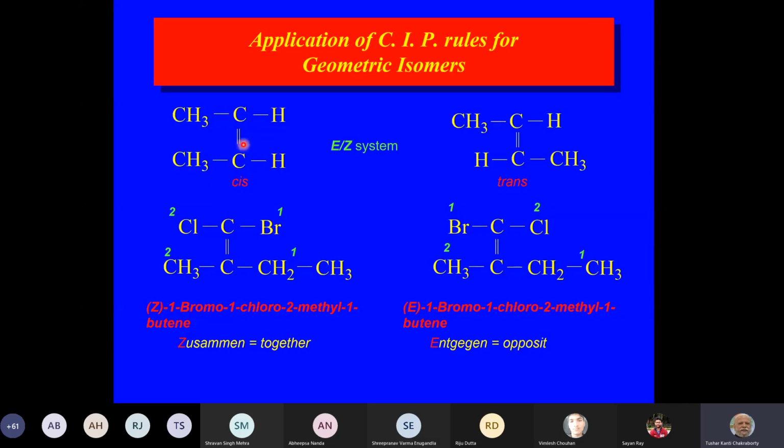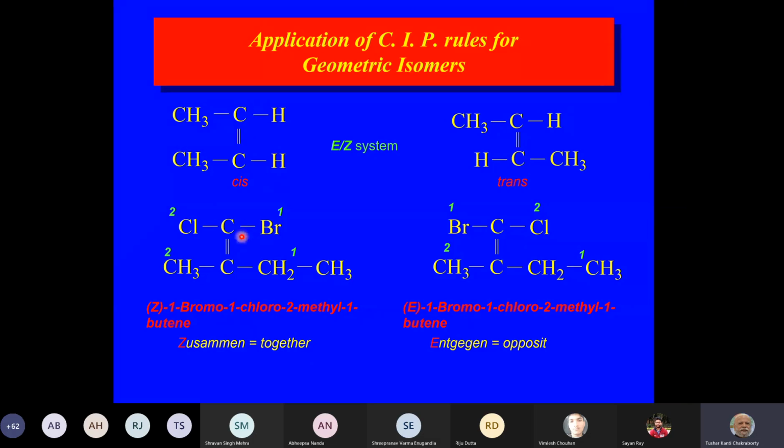So I call it a cis-2-butene because this carbon has a methyl, which has a higher priority, and the hydrogen has a lower priority. This has a methyl, higher priority, and this has a lower priority. So two methyls of the higher priority are on the same side. So I call it cis.